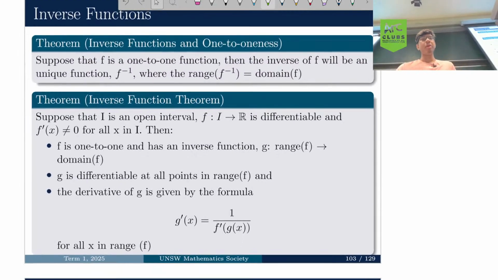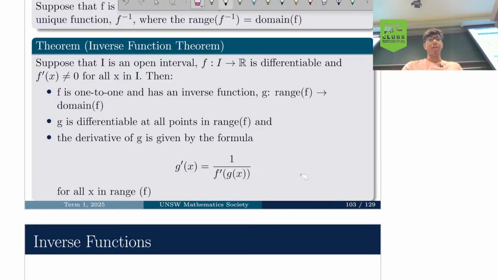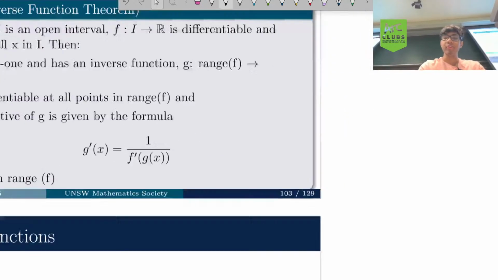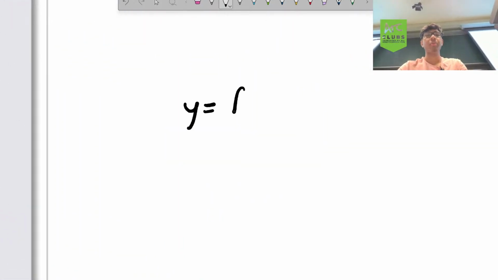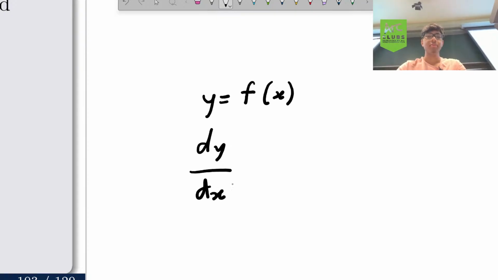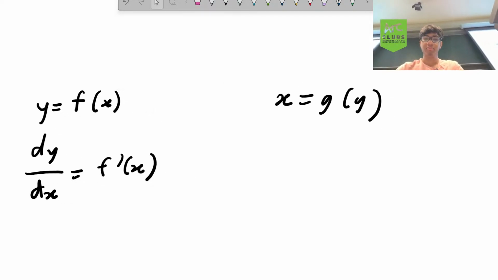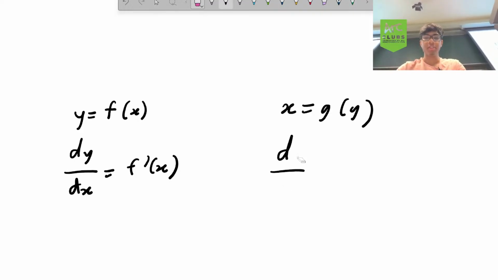So the main thing that we're covering here is the inverse function theorem. So what does it state? If f is 1-to-1 and has an inverse function, let's say it's g, then g is differentiable, and the derivative of g is given by this formula. This formula is fairly easy to show. If y equals f(x), then dy/dx equals f'(x). Similarly, for the inverse function, x equals g(y), and dx/dy equals g'(y).